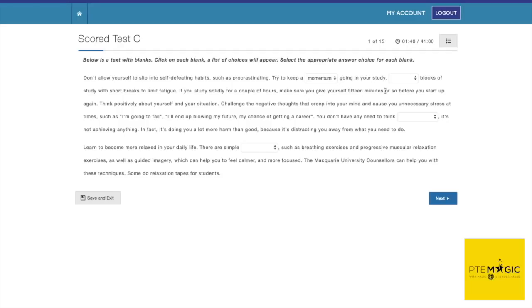Okay, we continue reading. Something blocks of study with short breaks to limit fatigue. Fatigue is like when you get tired. So they're giving advice, so probably something about how you should take more breaks so that you don't get tired. Something like allow blocks, maybe. Yeah, allow blocks. I can see that. Disrupt, prevent, punctuate, scatter. Yeah, and the only word that is the most suitable, I will say allow. Okay, allow blocks.